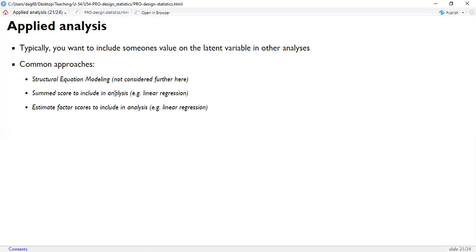So if you have a very simple example, if you have 3 manifest variables that are scored 0, 1, so it's sort of yes/no questions. Somebody who answers yes to all of those might get a score of 3. Somebody who answers yes to 2 of them will get a score of 2, etc. And another approach is that you can estimate the factor scores and include that in your data set as a new variable and use that as a regular variable in your analysis, like a linear regression or a logistic regression or something like that. I see that less often than I see the summed score.